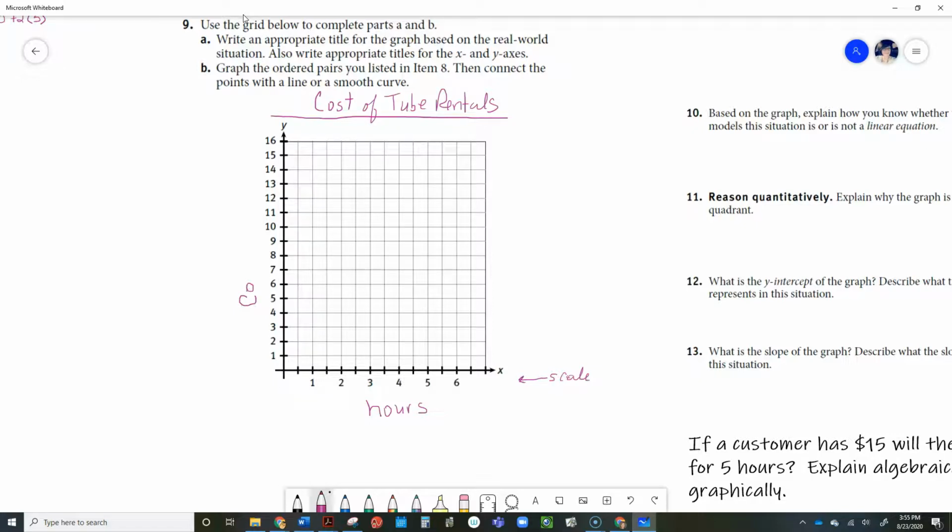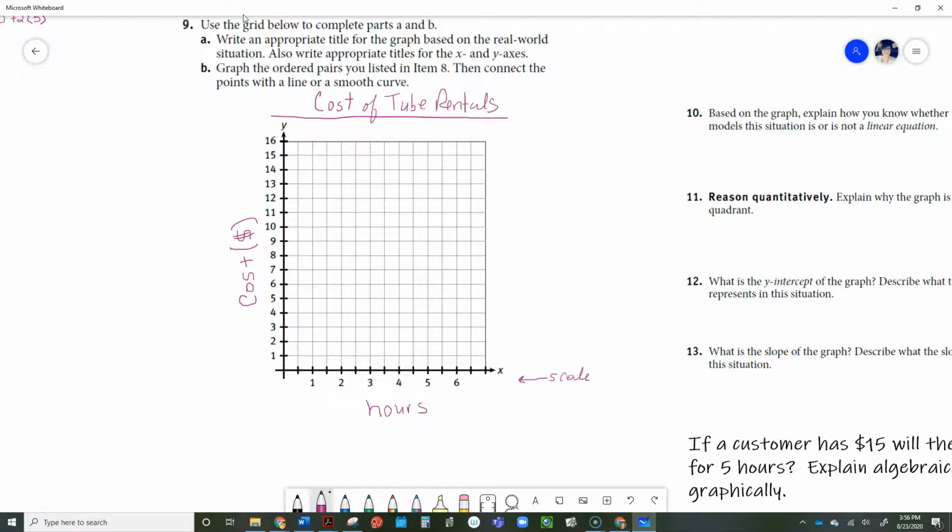And I'm writing sideways, so you'll have to be a little forgiving of my penmanship there. So we're writing cost there. And this is also money, so you can put a $ right there in parentheses. Hours is the unit of measurement.